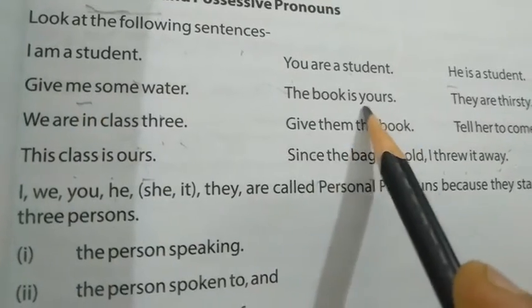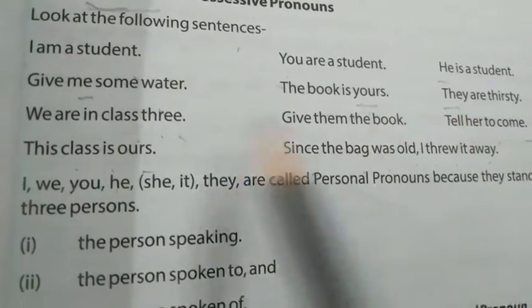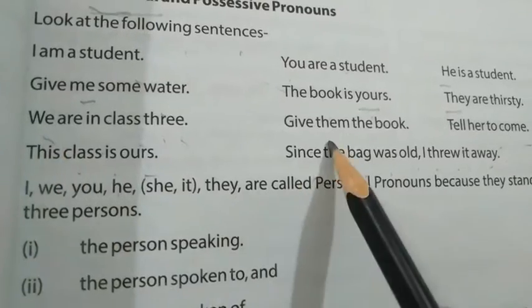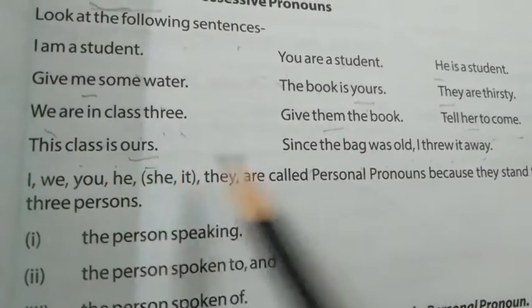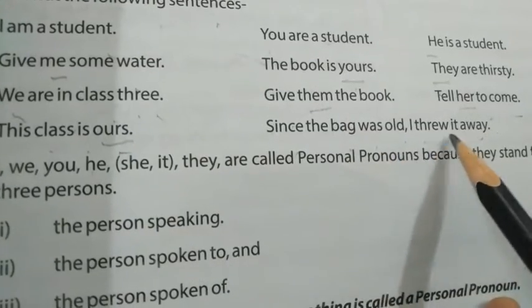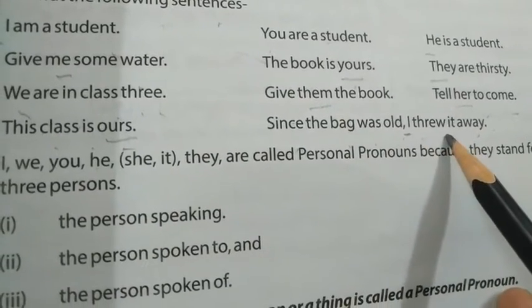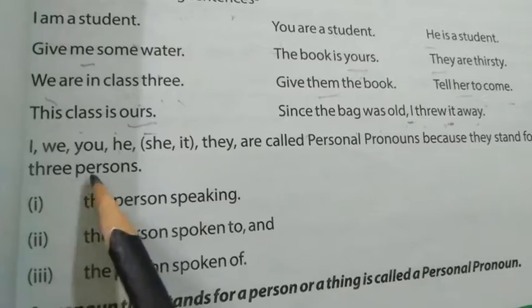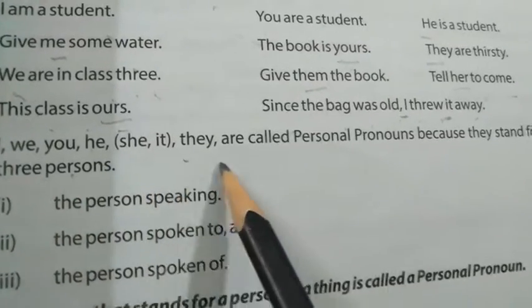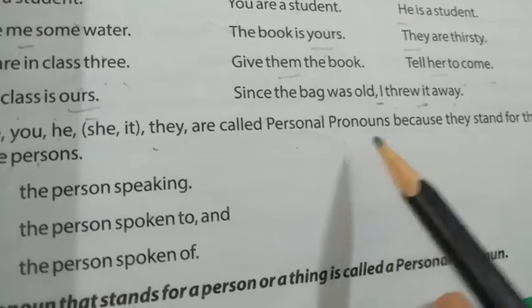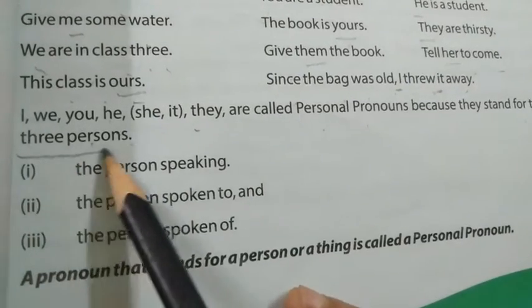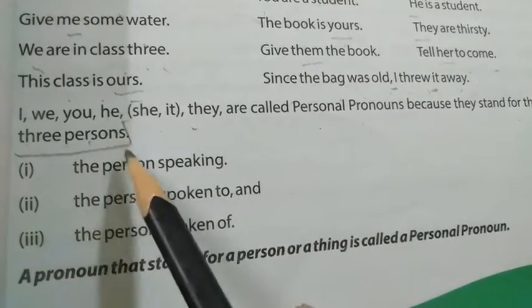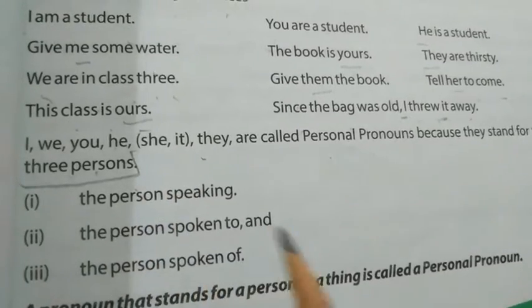me, yours, they, we, them, her, ours, then I and it is also there. Okay, so I, we, you, he, she, it, they are called personal pronouns because they stand for the three persons. Why do we call them personal pronouns? Because they stand for the three persons.